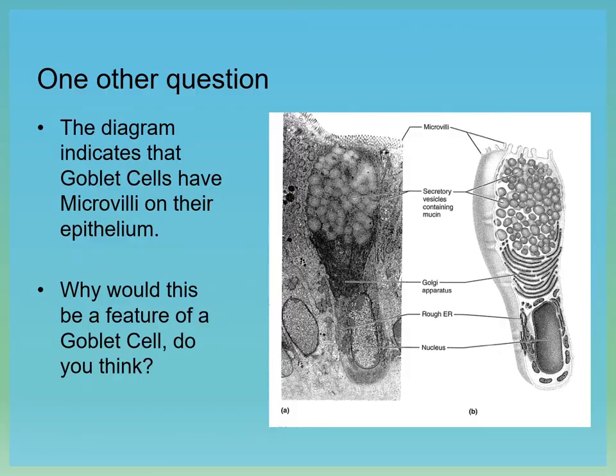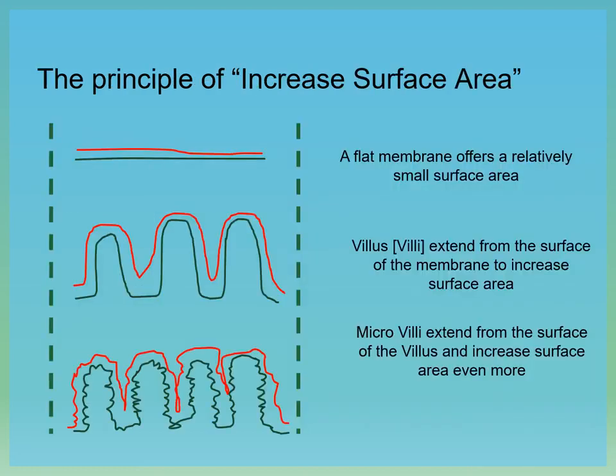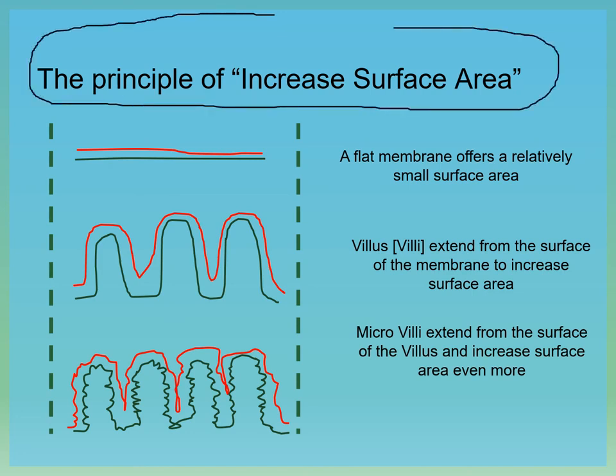So another question that cropped up in my mind is that the goblet cells have microvilli. They have microvilli, which are a lot smaller than cilia. So I'm just wondering, in my head, having come across this research, why do goblet cells have microvilli? Can you think? Well, microvilli is a common principle in human physiology. The principle of increasing surface area.